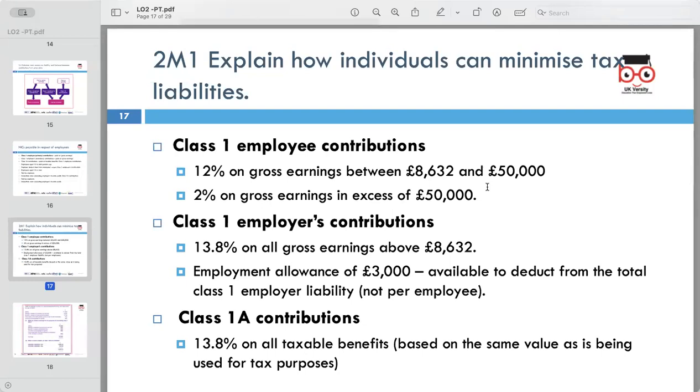And finally, Class 1A contributions: 13.8% on all taxable benefits, based on the same value as is used for tax purposes. These contributions are based on the taxable benefits provided by the employer, such as a company car or health insurance. So employers pay 13.8% on the value of these benefits.